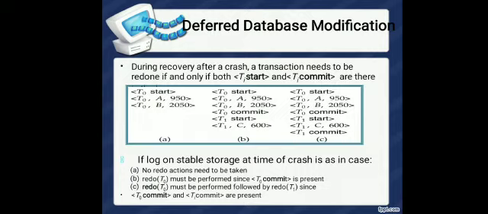So the database changes the value only after it reaches the commit operation. In the first case A, there is no commit operation, so there are no redo actions to be taken. In B, redo of T0 must be performed since T0 commit is present. When the T0 commit is present, a redo operation has to be performed to change the value updated in the database. So in C, redo of T0 must be performed followed by redo of T1, since both T0 commit and T1 commit are present.